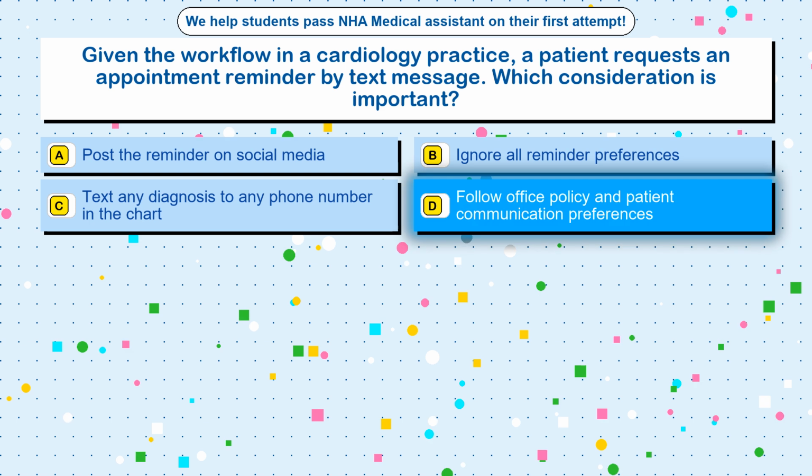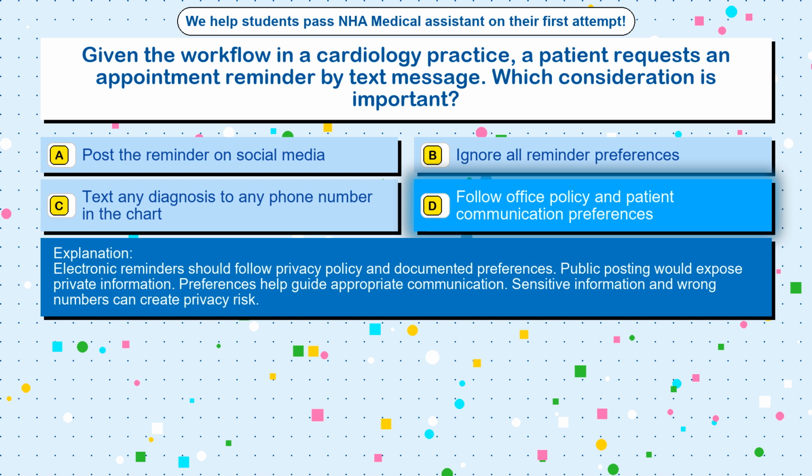The correct answer is option D. Follow office policy and patient communication preferences. Electronic reminders should follow privacy policy and documented preferences. Public posting would expose private information. Preferences help guide appropriate communication. Sensitive information and wrong numbers can create privacy risk.